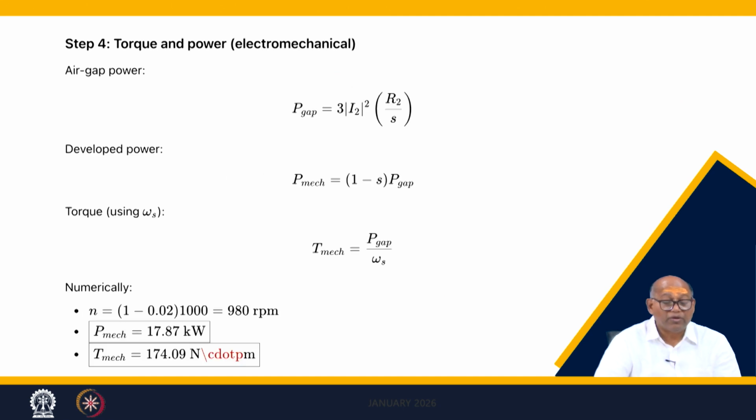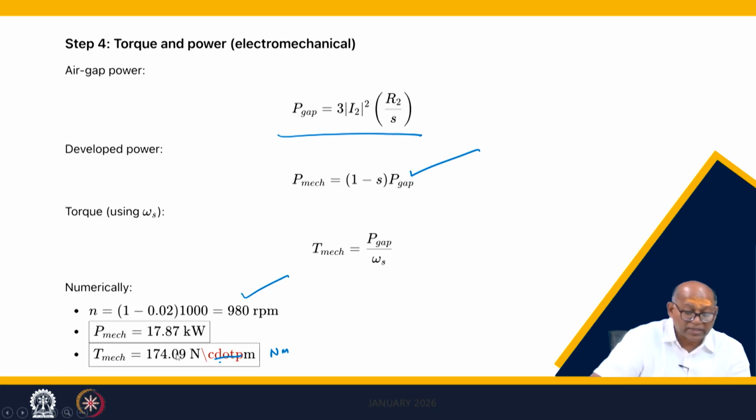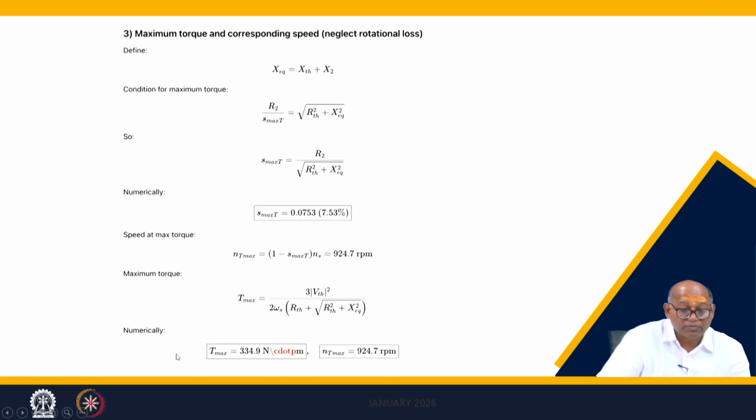Okay, then what do you do? You calculate the air gap power. The speed is 180 RPM, which you know. This gives the mechanical power. The torque unit is Newton meter; please correct it. So, mechanical power, then mechanical torque. Everything is found out.